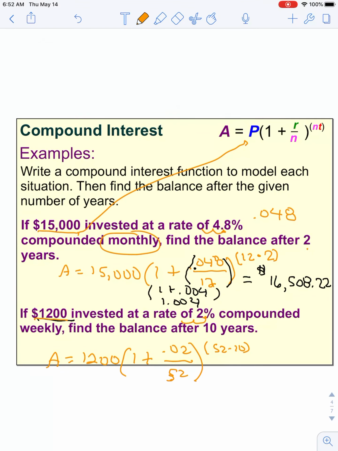And again, make sure you're putting this in parentheses right here as well, or just multiply that out, which would be in this case 520. So take a minute, pause the video right now, see if you can get the correct answer. And if you've entered it into your calculator correctly, you should get $1,465.63.